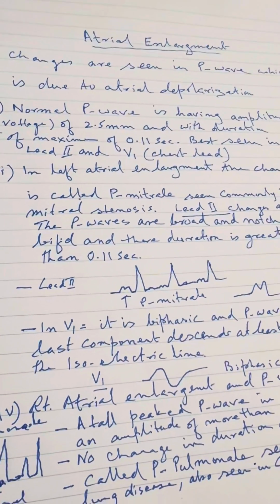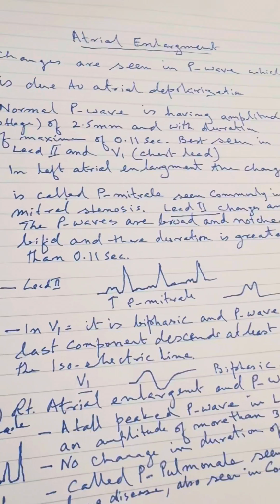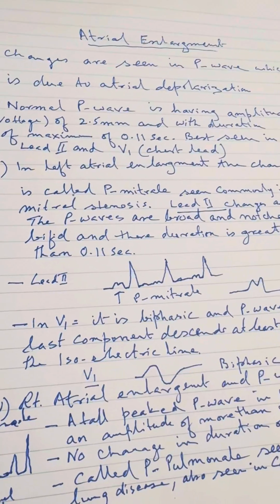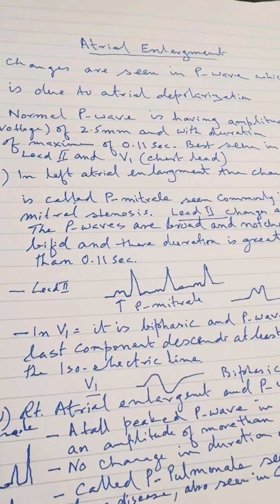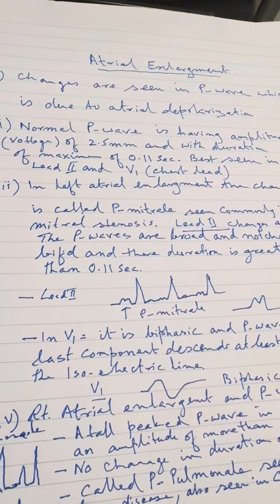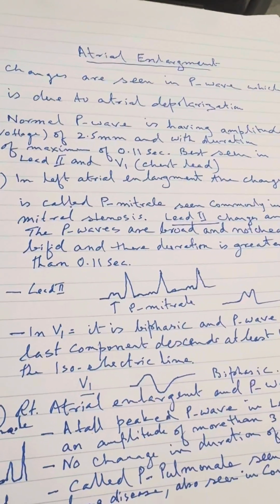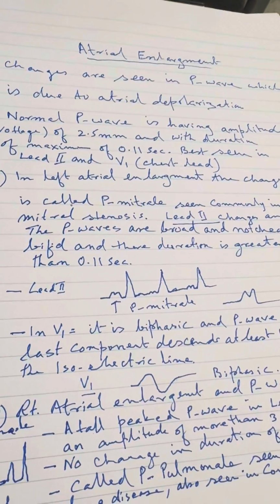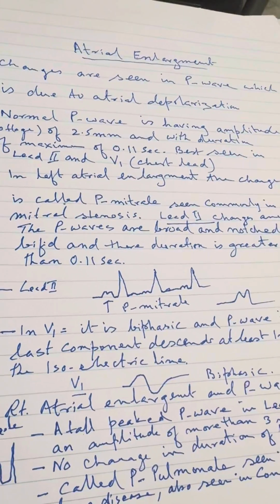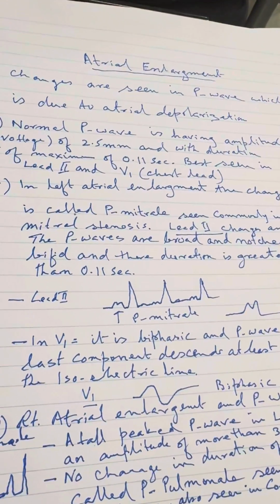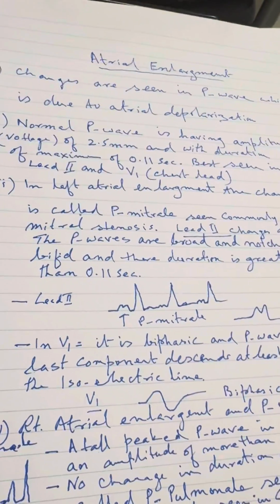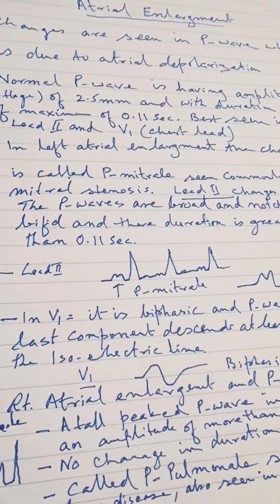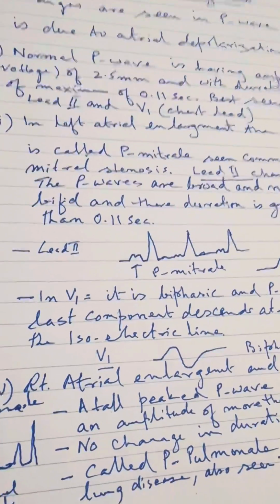Now, what is normal for P wave? P wave amplitude, that is wave voltage, should be up to 2.5 millimeter, with a duration, that is about the width of the P wave, of 0.11 second. The P wave is best seen in lead 2 and V1 of the chest leads.